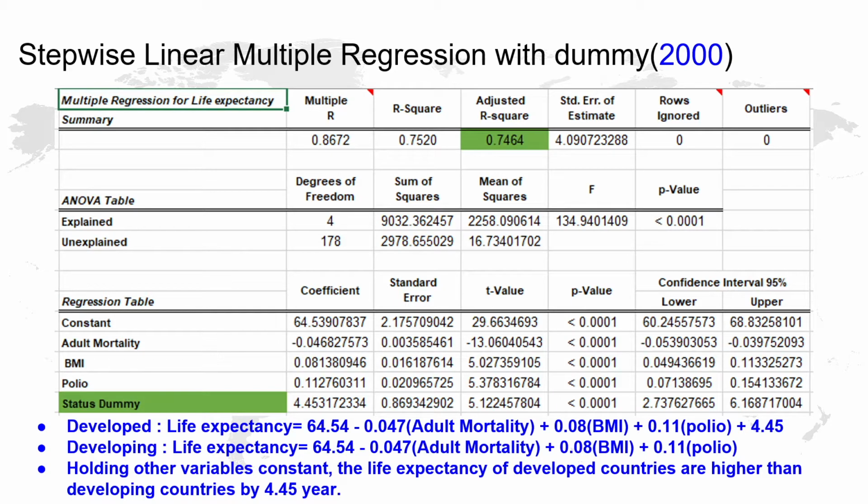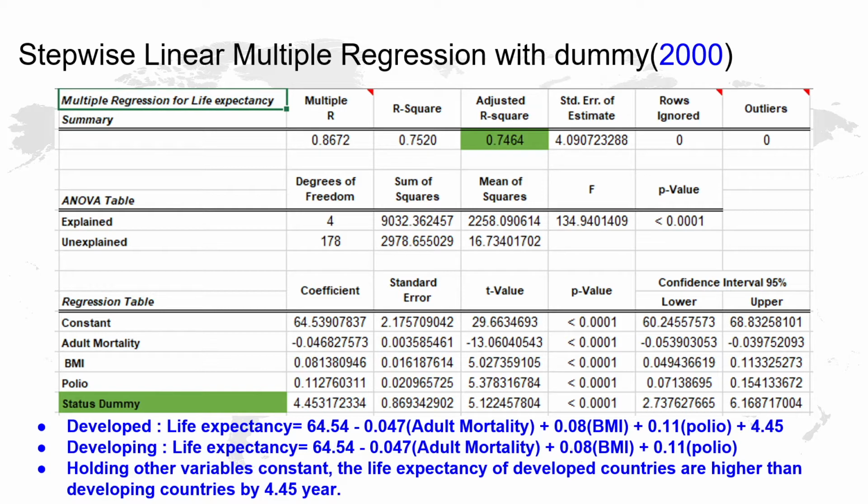In the same way, we carried out the stepwise linear multiple regression with dummy variables for the year 2000, and it shows us that using the status of a country as a dummy variable, holding all other variables constant, the life expectancy of developed countries is higher than developing countries by 4.45 each year.